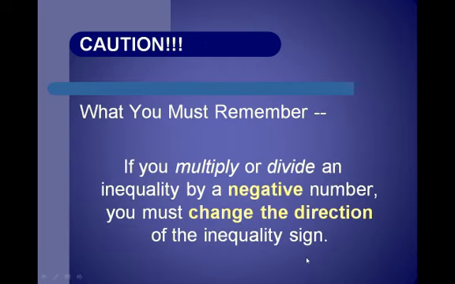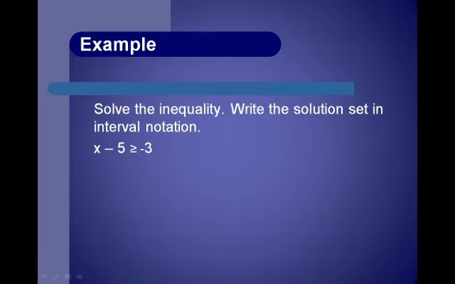Let me say that again. If you multiply or divide an inequality by a negative number, then you must change the direction of the inequality sign. Everything else works exactly like solving an equation would. Alright, let's do some examples. Solve the inequality, write the solution set in interval notation. So we want to get x on a side by itself. So we're going to go through and add 5 to both sides of the inequality. So we get x is greater than or equal to 2.